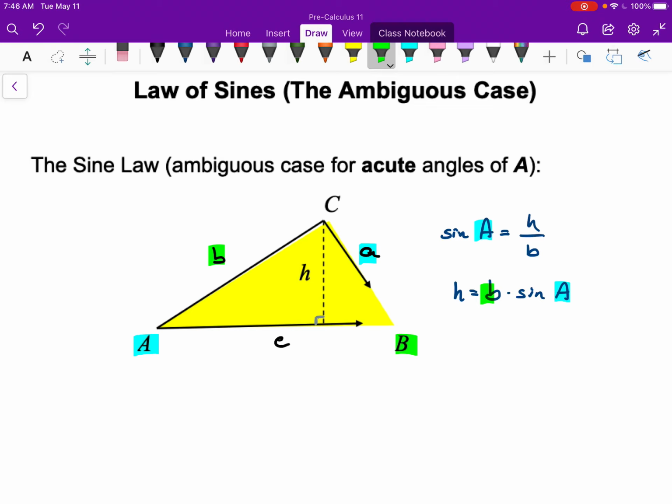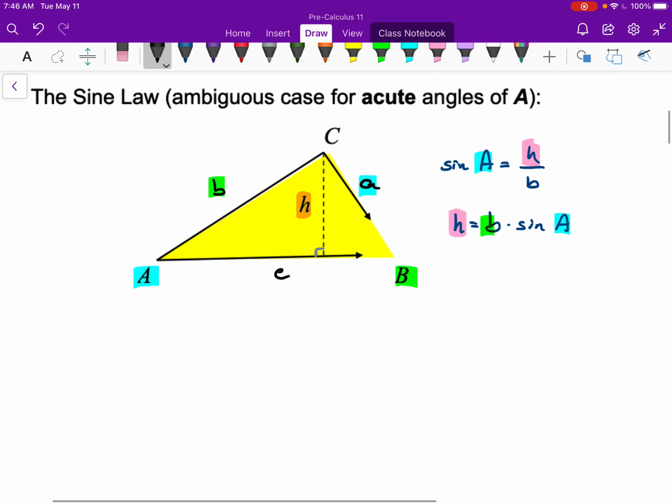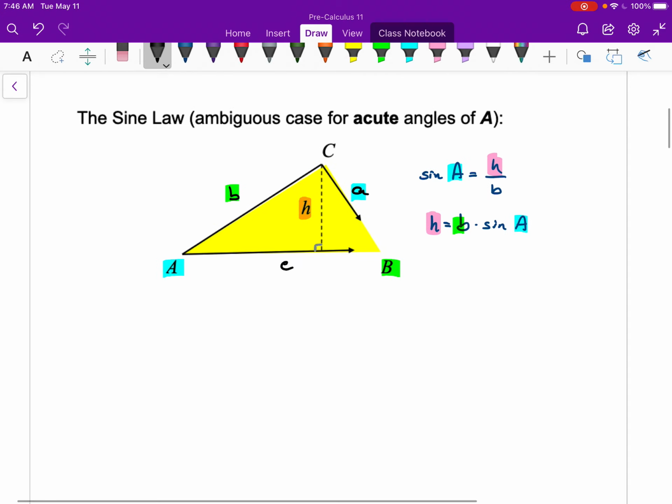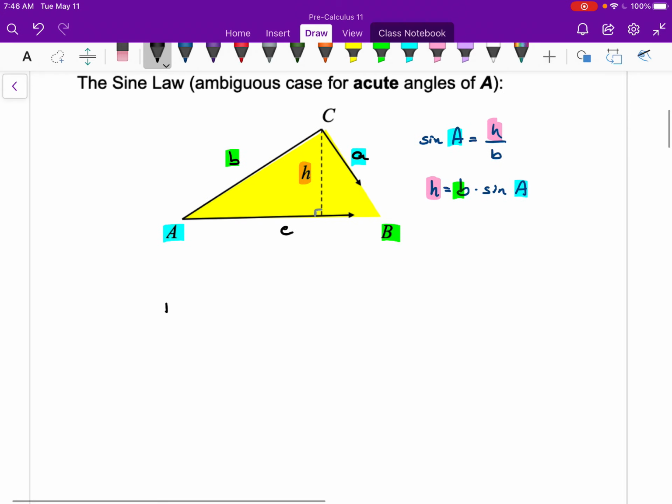So what matters here is how does a compare to the height? I'm going to highlight the height here. Well, if side a is greater than the height, then let's visualize what that would look like. If side a was longer than the height, this side maybe goes to here or something. Well, then there's the one possible triangle.